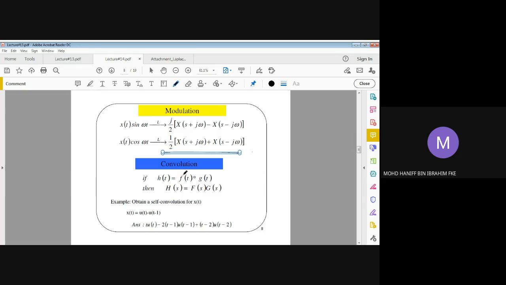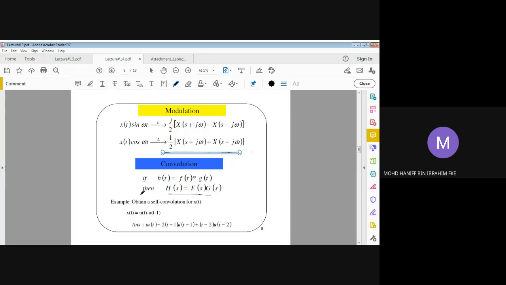So convolution is the next property to be covered. We know that in the time domain, if we have two signals that are convolved, f(t) convolved with g(t), then in the frequency domain it will be a multiplication, similar to what we have learned before in chapter 3. So in the time domain if it is a convolution, in the frequency domain it is simply a multiplication of the functions. Let's have a look at this example here.